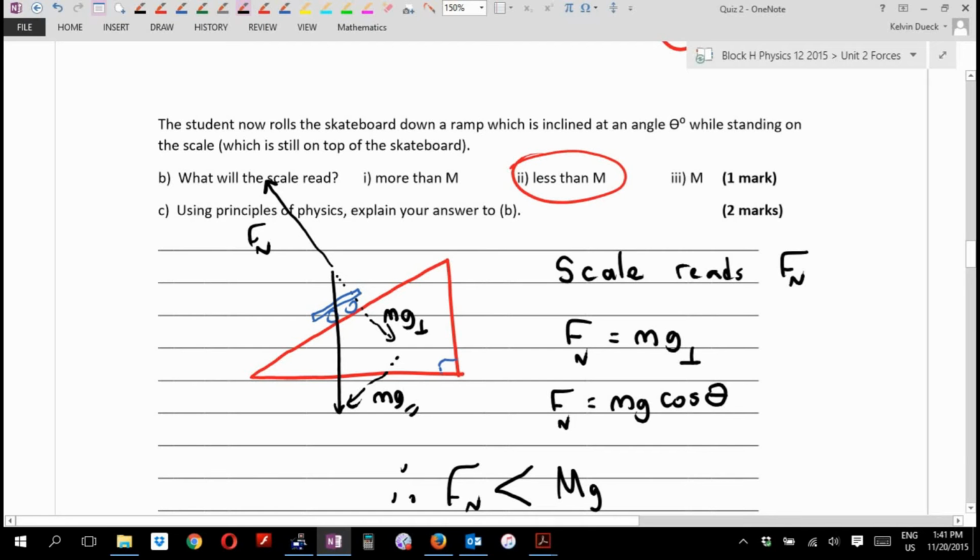Now, if you made up numbers, so, oh, I'll make the skateboarder weigh 60 kilograms, I'll make theta 10 degrees, and you showed that normally 60 times 9.8 is whatever, and then you showed that the new normal force is 60 times 9.8 times the cos of 10, it's just smaller. I'd take that as well. And if you're not sure, show me later.